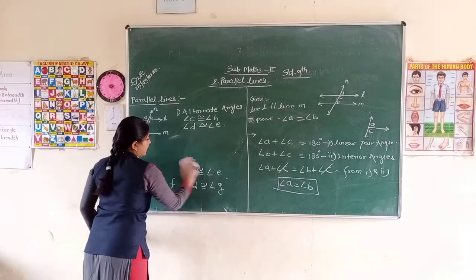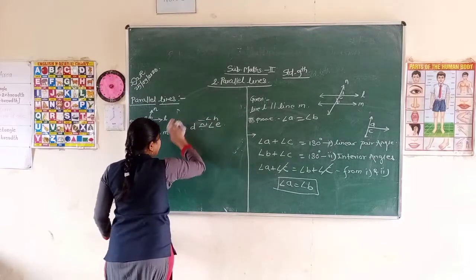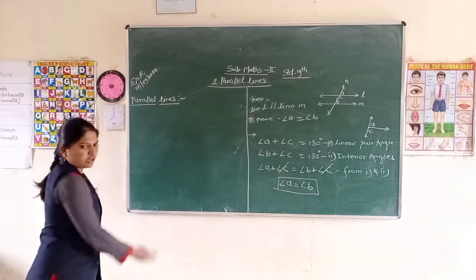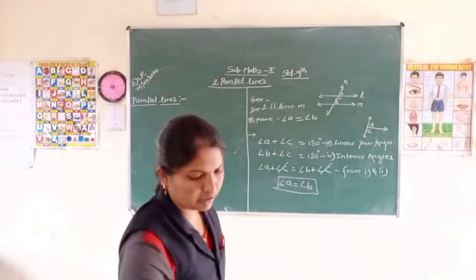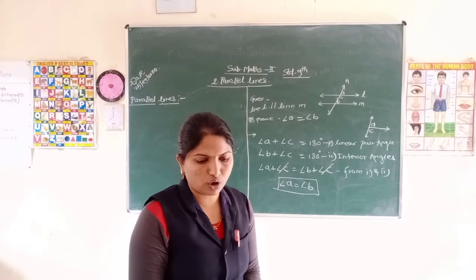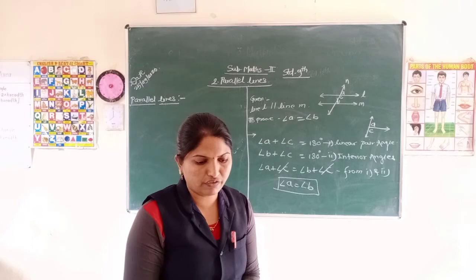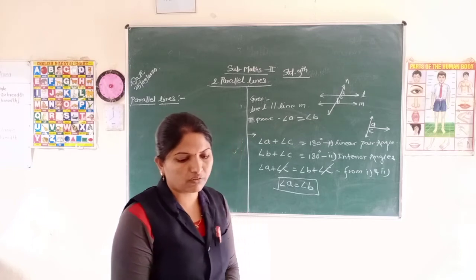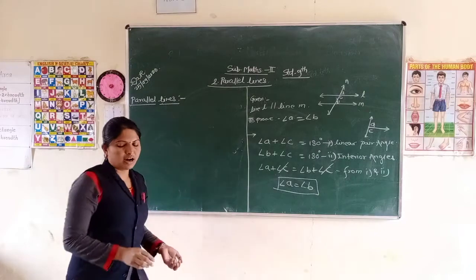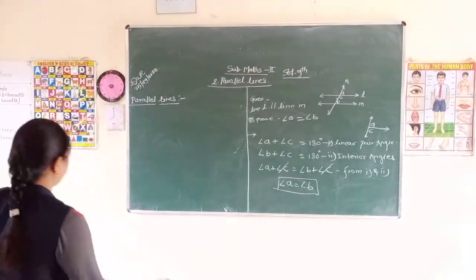For the second, the alternate angles property, your statement is: the alternate angles formed by a transversal of two parallel lines are of equal measures. You have to prove the alternate angles theorem.